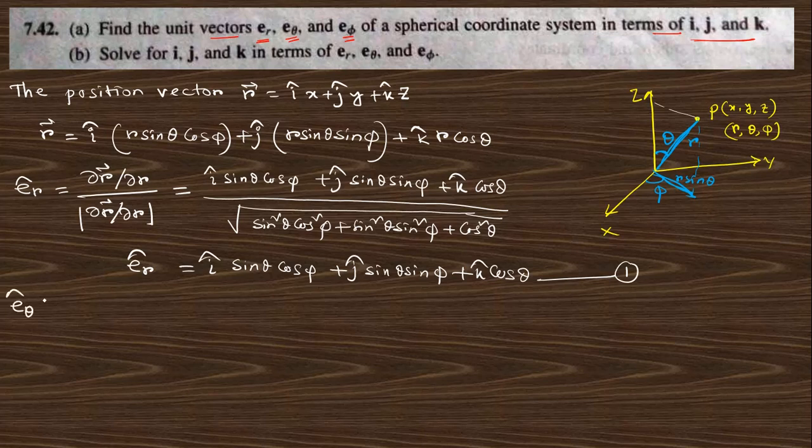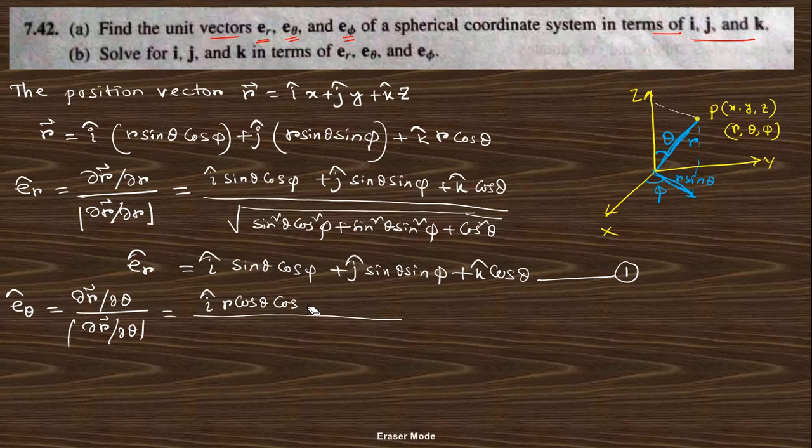Similarly, e theta cap is del r vector by del theta divided by the modulus of del r vector by del theta. Differentiating with respect to theta, we get i cap r cos theta cos phi, plus j cap r cos theta sin phi, minus k cap r sin theta.